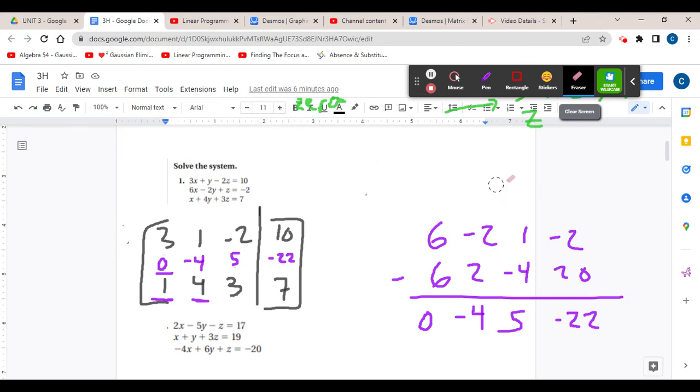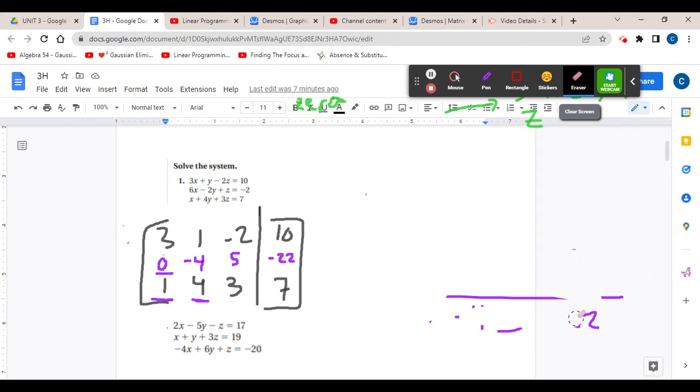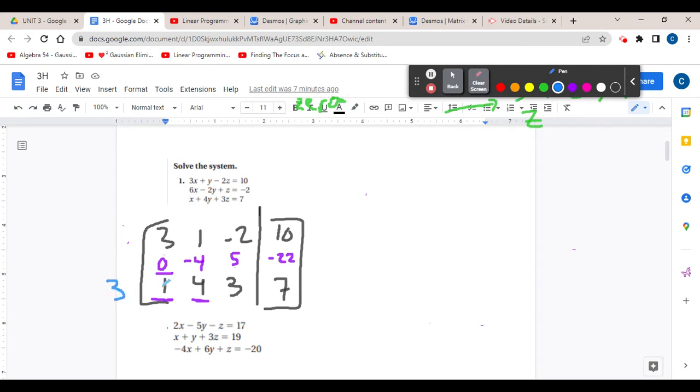So we need to make this 1 a 0. Unfortunately, we can't work row 3 with row 2 because the coefficient in row 2 is 0, and there's nothing we can multiply there to make that 1 equal to a 0 and eliminate it. We can't do that. We can work row 3 with row 1, though. I have row 3, 1, 4, 3, 7, and row 1, 3, 1, negative 2, 10. To match these up, all we have to do is multiply row 3 by 3. Now we have 3 here and 3 there. So we'll multiply row 3 by 3, and we'll subtract that from row 1.